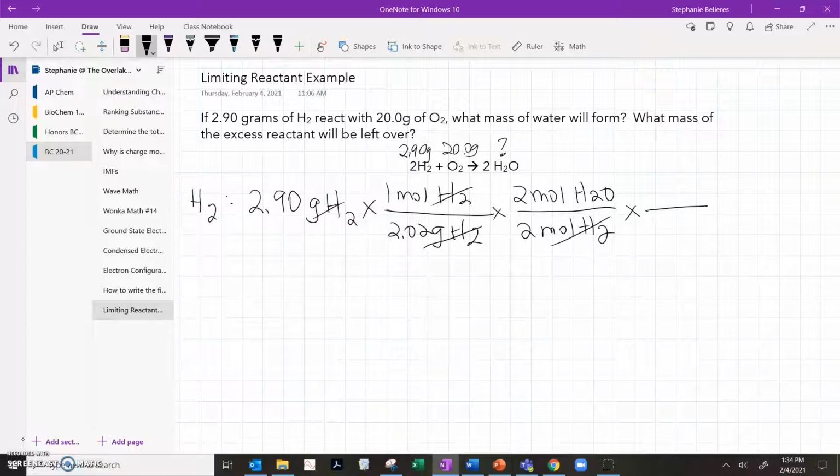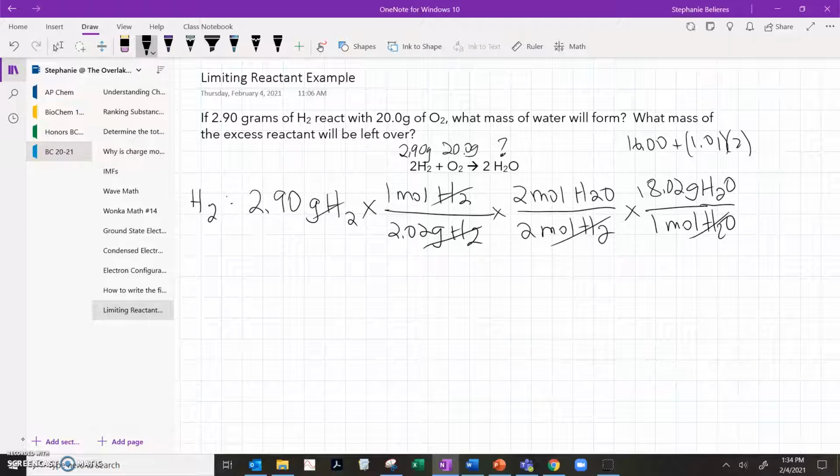And then the last step here is to convert this number of moles to grams. I'm going to calculate the formula mass of water, which is 16 for oxygen plus 1.01 times 2, and that is 18.02 grams of water for every 1 mole of water. All right, so I'm left with the unit that I want, which is grams of water, and I'm going to calculate a value of 25.870 or 25.9 grams with that amount of starting with 2.9 grams of hydrogen.